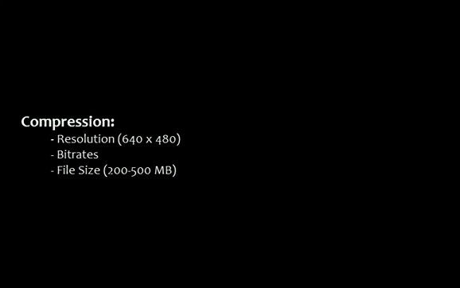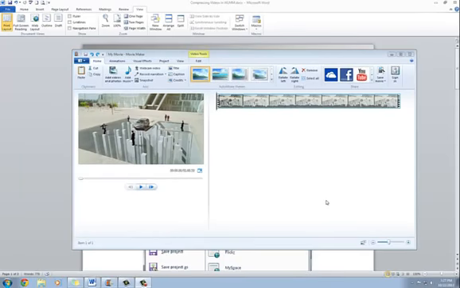Now this is going to be one of the last things you'll probably worry about in this process, but when it comes time to do so, you're going to want to be conscious of a few things. You're going to want to be conscious of the resolution of your video, which has to be 640 by 480, bit rates, which are going to ultimately affect the file size of your video, which needs to be between 2 and 500 megabytes.